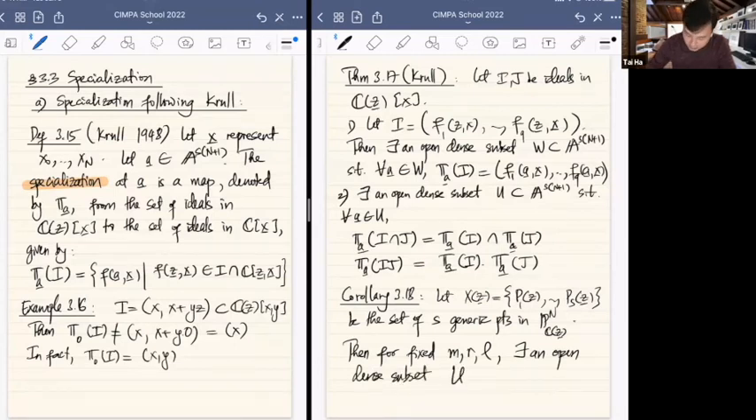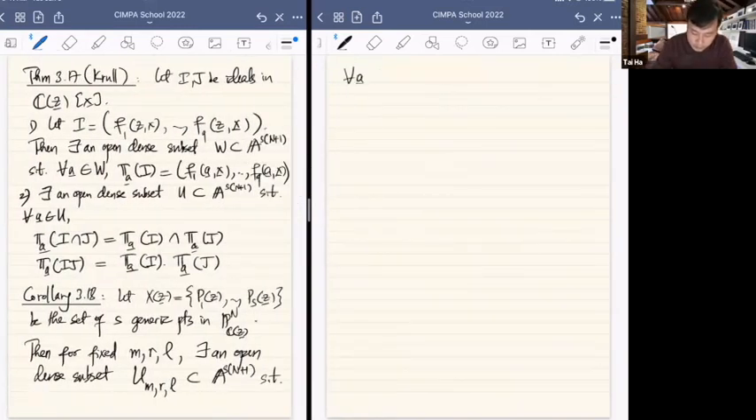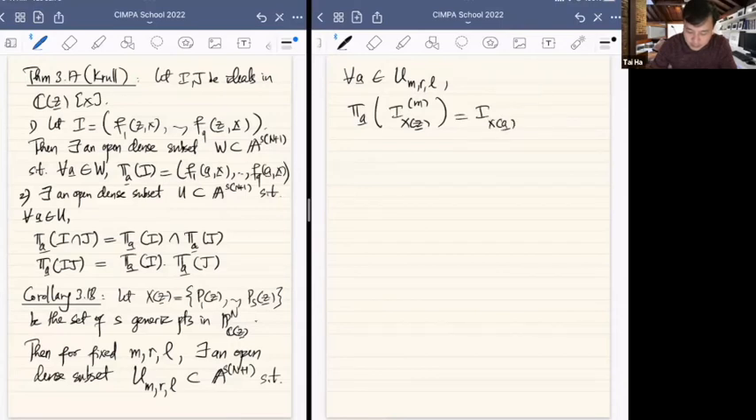U, and of course, it's going to depend on this parameter M, R, and L inside the parameter space, such that if you specialize for all A inside this M, R, and L, the symbolic power of this generic set of points is the same as looking at the ideal of the specialized set of points and its symbolic values.